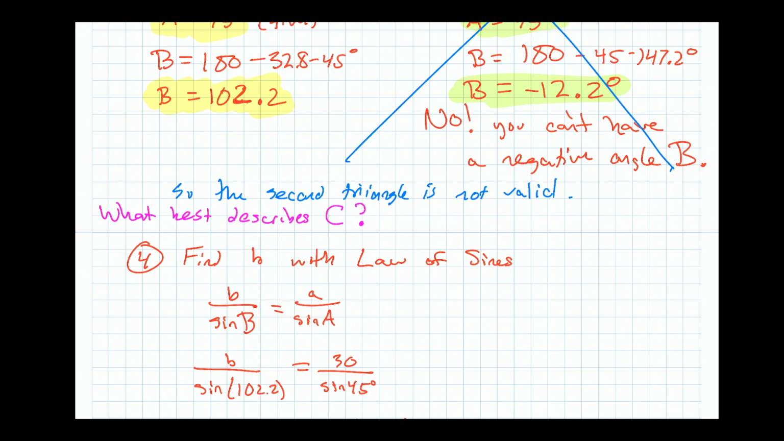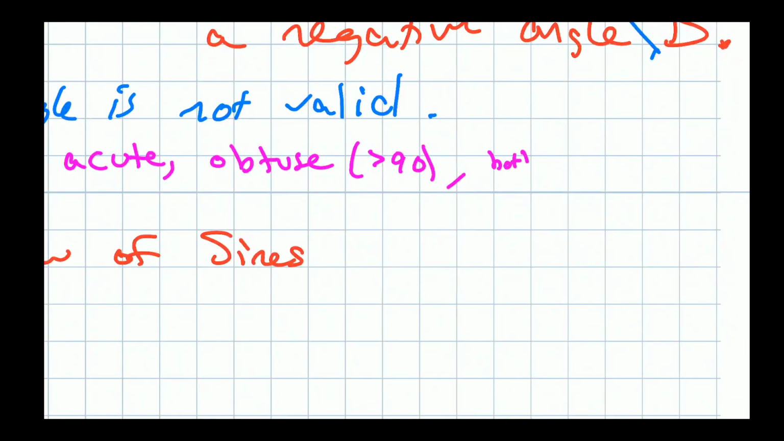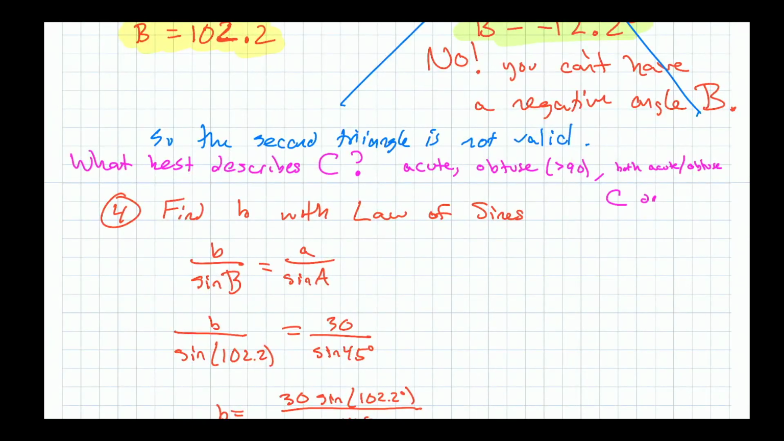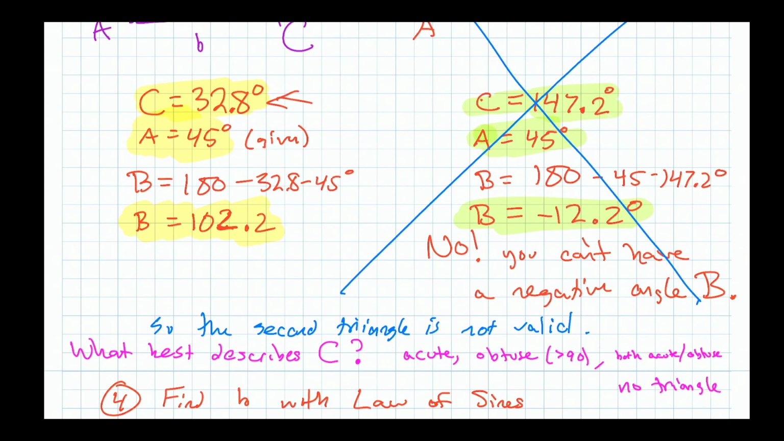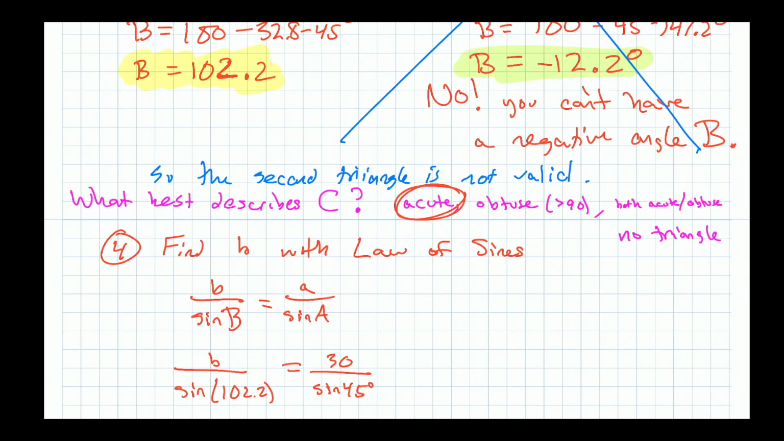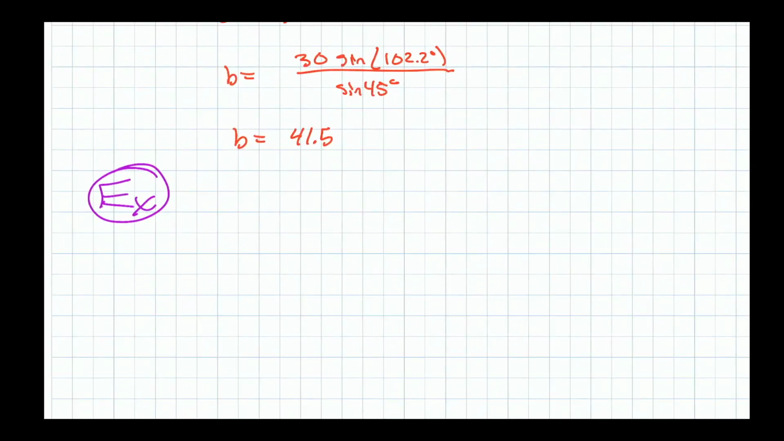And the choices were it's acute, it's obtuse. Now remember, acute means less than 90. Obtuse means greater than 90. Both acute and obtuse, or C doesn't exist, or no triangle, I should say. So those were the choices, and the correct answer was what? Well, what did we get for C? We got this C, right? 32.8. What is that? That is an acute angle. Okay, so they didn't actually ask you to solve the triangle. They asked for something else, which was weird. All right, let's try a different one. That's too easy.